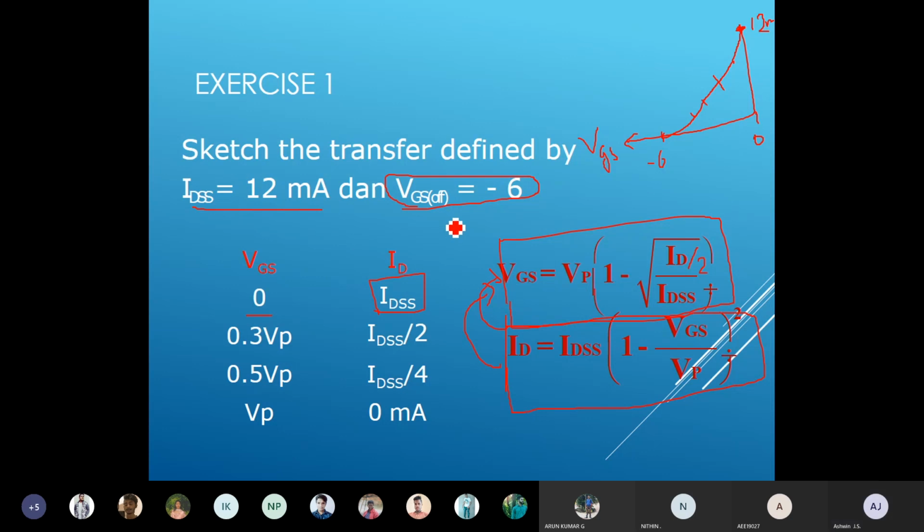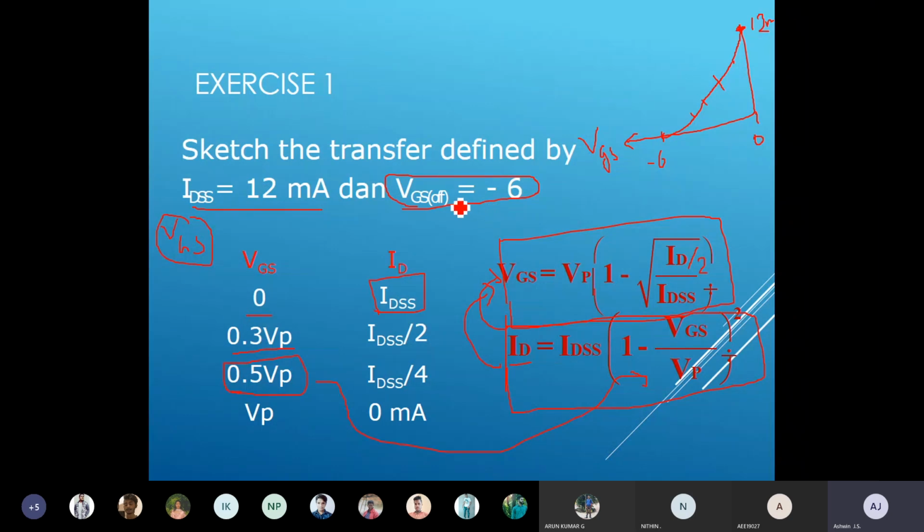So by substituting the value, we can identify what your VGS is. For example, if I substitute VGS equal to 0.5 VP here, I will find the ID value. I can use any one of the equations. I will assume a VGS value, and first, using this equation, I'm going to find the ID by keeping some voltage for VGS.